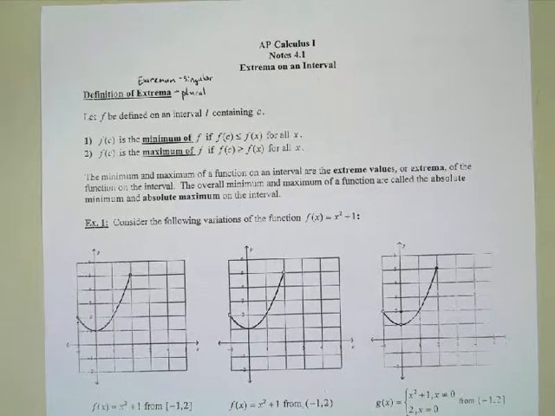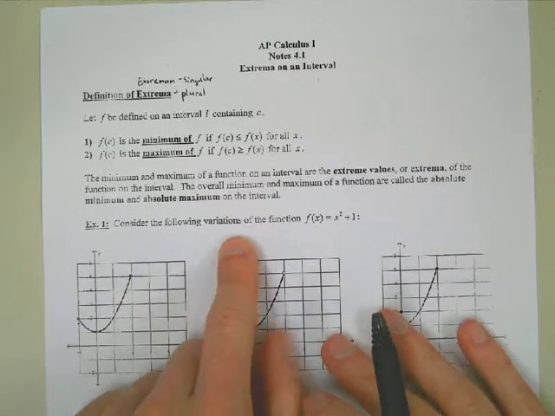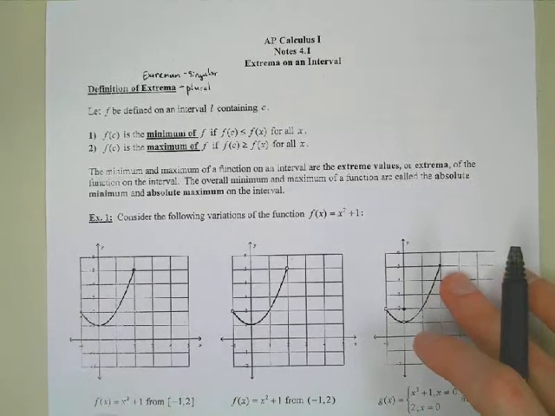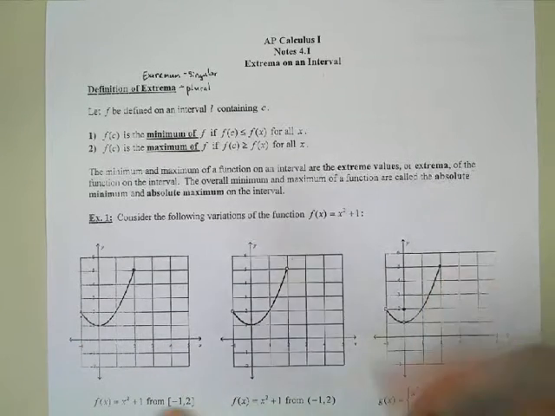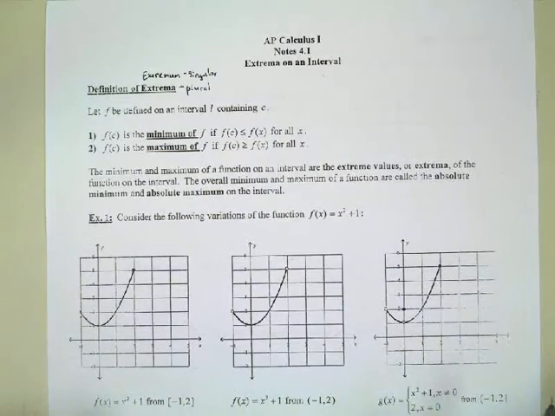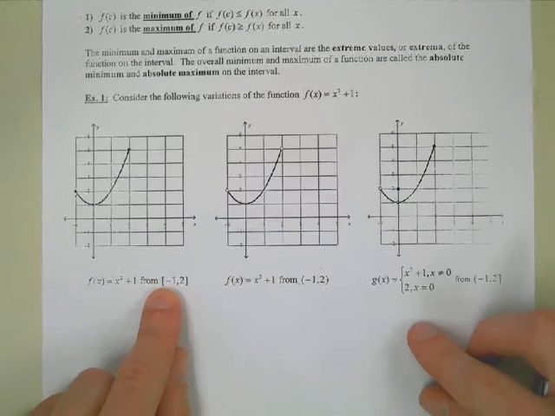Okay, so example 1 says, consider the following variations of the function f of x equals x squared plus 1. So here's f of x equals x squared plus 1 on the interval from -1 to 2. There should be a filled in dot there, I know it doesn't look like it because of the copying. But that should be a filled in dot because we are including -1. Sorry, I should probably move it up so you can see that part.